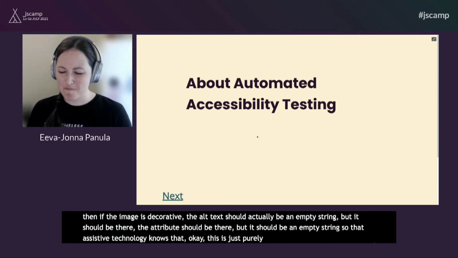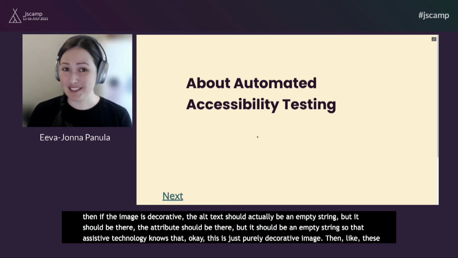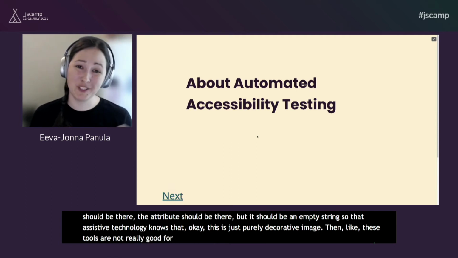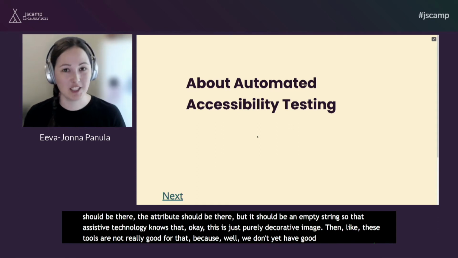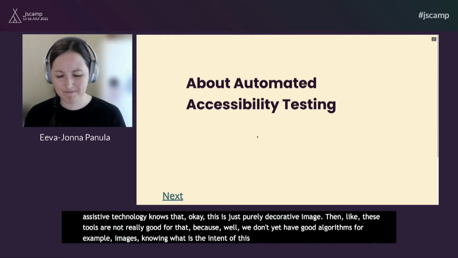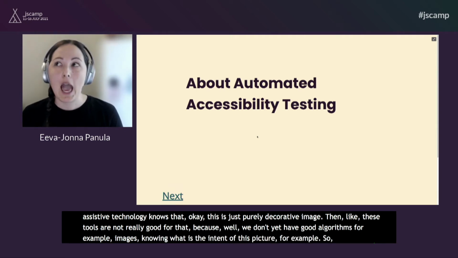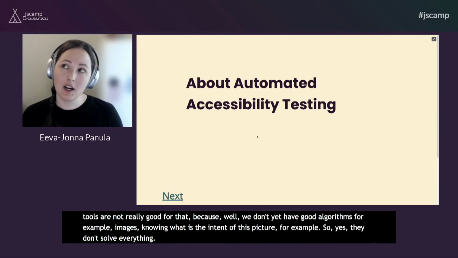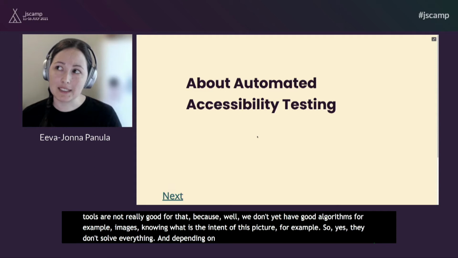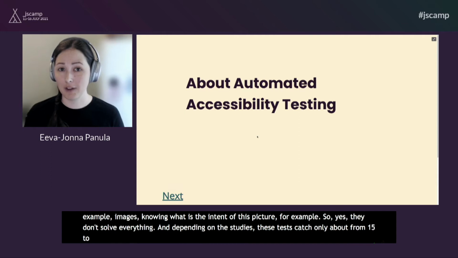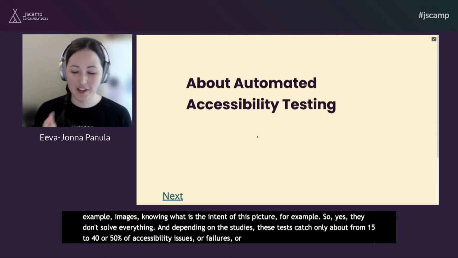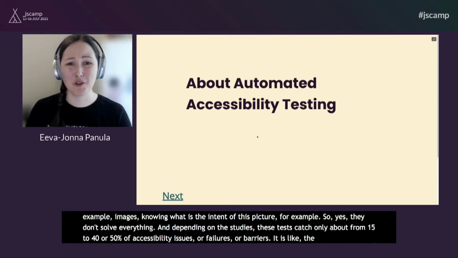Then these tools aren't really good for that because, well, we don't yet have good algorithms for, for example, images, knowing what the intent of this picture is. So yeah, they don't solve everything. And depending on the studies, these tests catch only about 15 to 40 or 50% of accessibility issues or failures or barriers. The word could be basically any one of those.